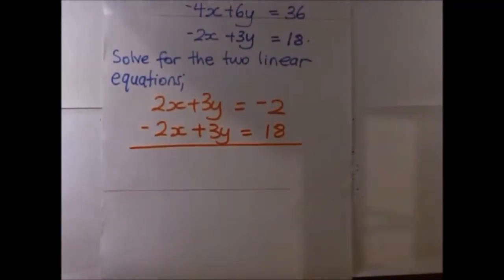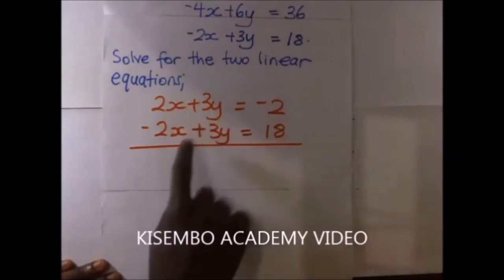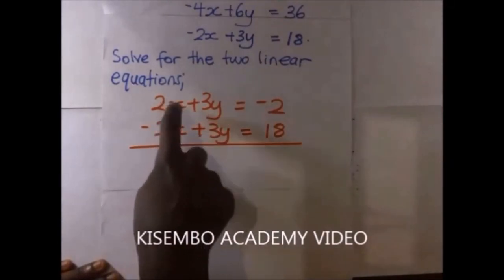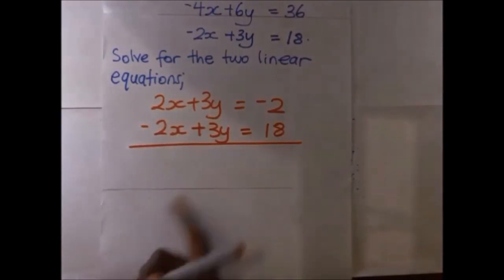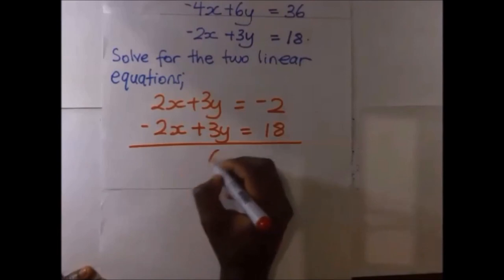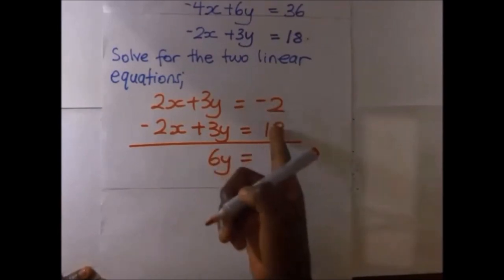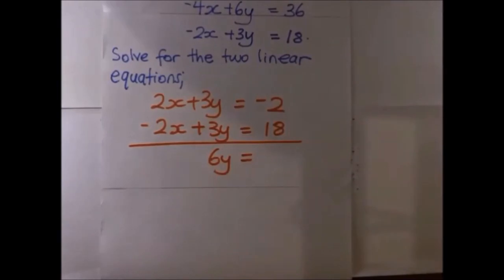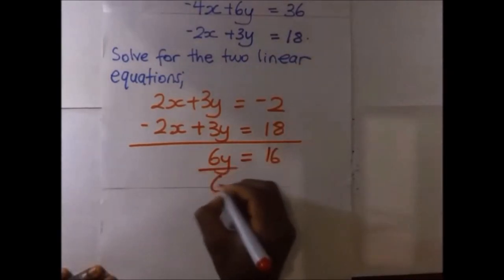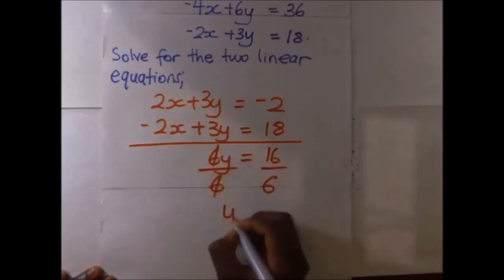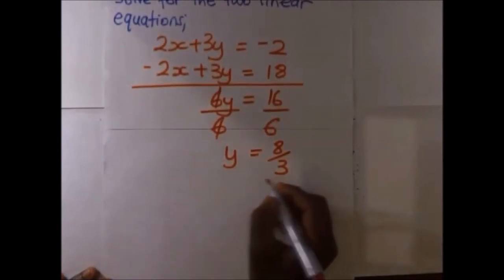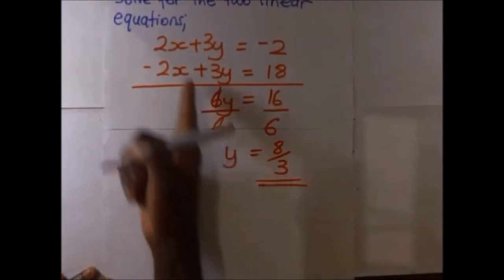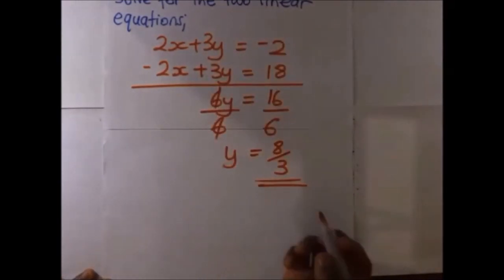Solving for those two equations simultaneously, we get our value of x. By the elimination method, we eliminate the value of x when we add: 2x plus negative 2x is going to give us 0, and 3 plus 3 is going to give us 6y. So we have 6y equal to negative 2 plus 18, that is 16. We divide both sides by 6 and we get the value of y as y equal to 8 over 3. When we substitute for the value of y in one of those expressions, we'll get our value of x.